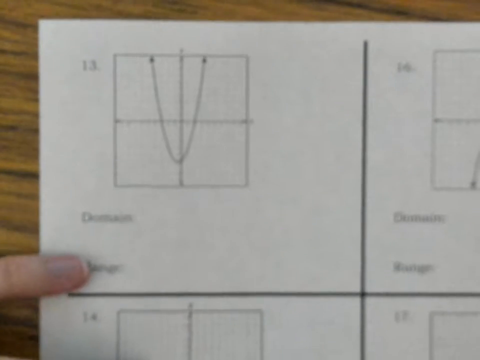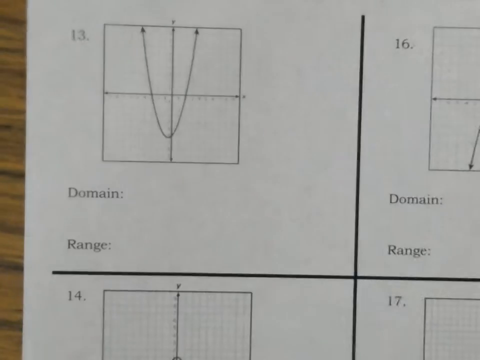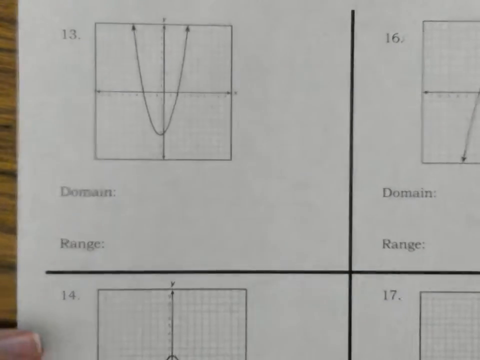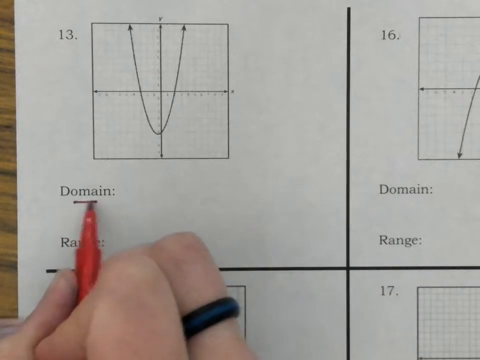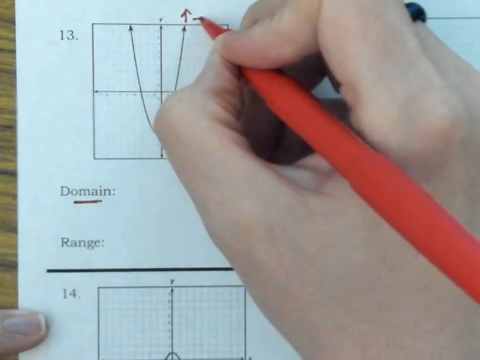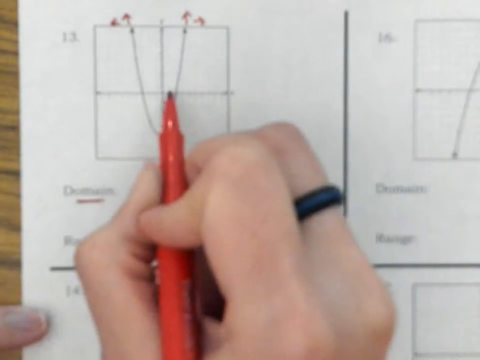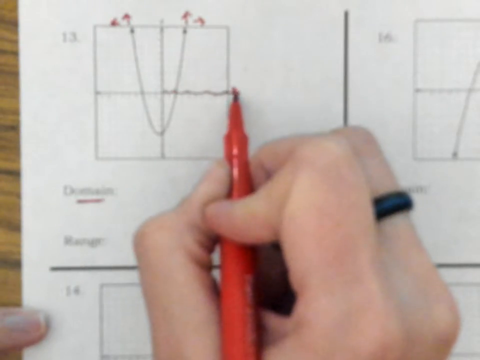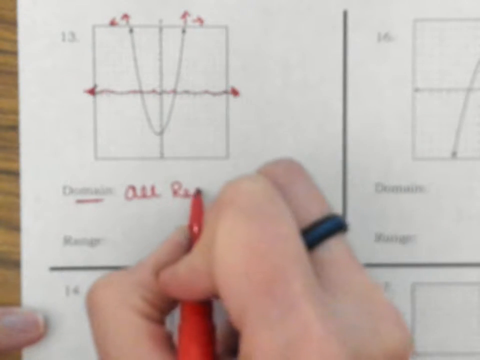Okay, number 13. All right, so this is similar to the one we just did. We're going to look at the domain. And again, it's going up and right and up and left. And what we care about for a domain is: is it going to the right forever? And is it going to the left forever? Which it is, so my domain is all real numbers.